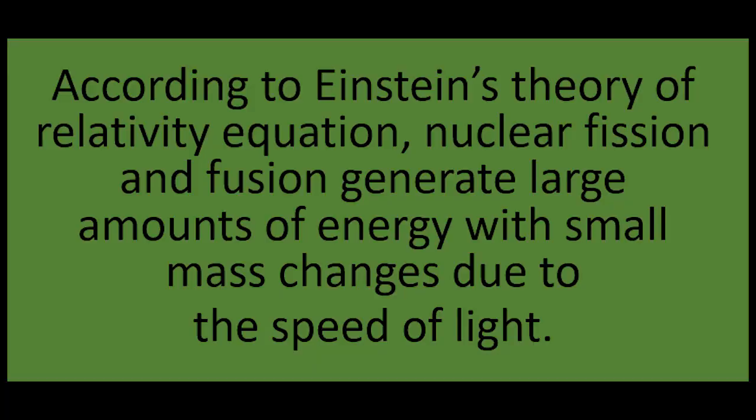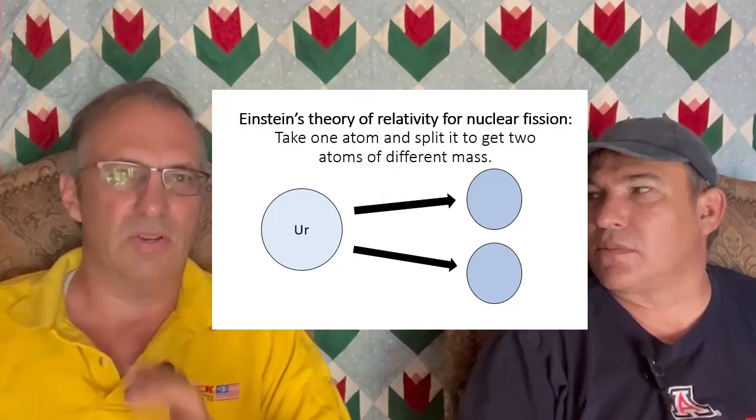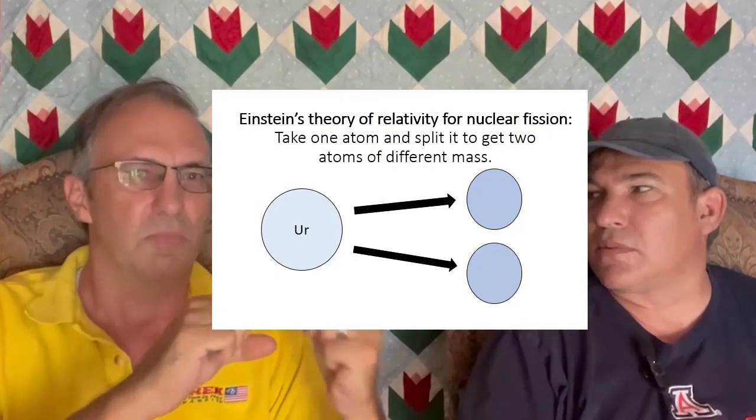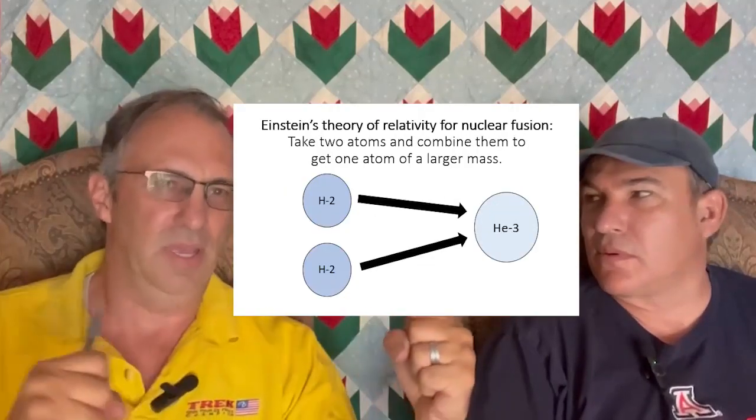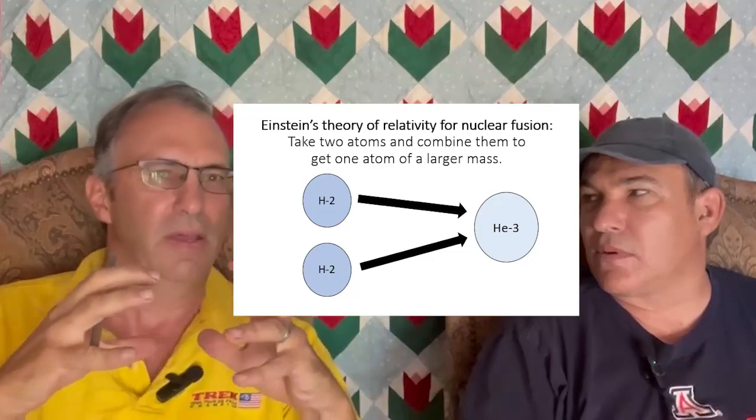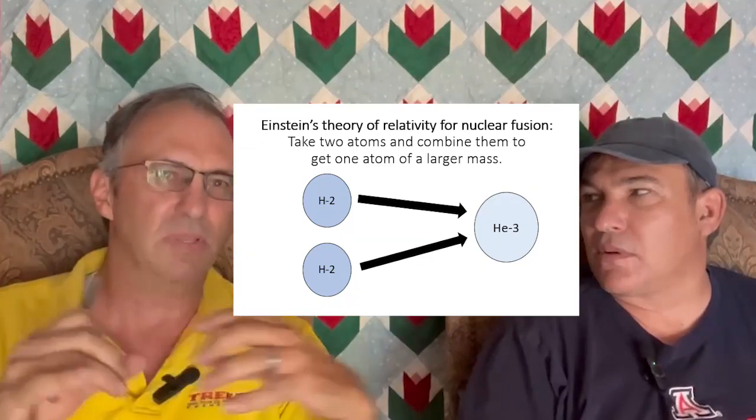According to Einstein's theory of relativity equation, nuclear fission and fusion generate large amounts of energy with small mass changes due to the speed of light. So basically we're taking Einstein's theory of relativity into play here. Either we make a larger atom split into two smaller atoms, which have a difference in mass, or we take two small atoms and fuse them together to make a bigger atom, which also has a change in mass. This doesn't equal the sum of the two smaller atoms, so you have this difference in mass. And remember, E equals mc squared.